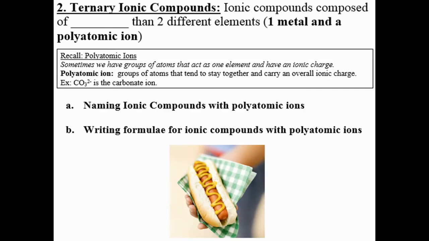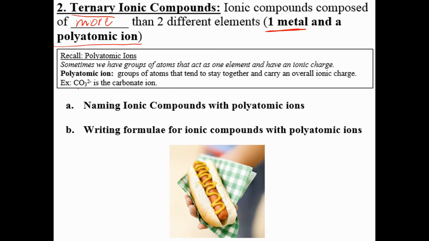But there are other types of compounds called ternary ionic compounds, which have more than two different elements in them. So there's one metal, and then there's a polyatomic ion. Remember from grade 10 that a polyatomic ion is a group of atoms that are connected together, that are bonded together, and they have an overall charge.